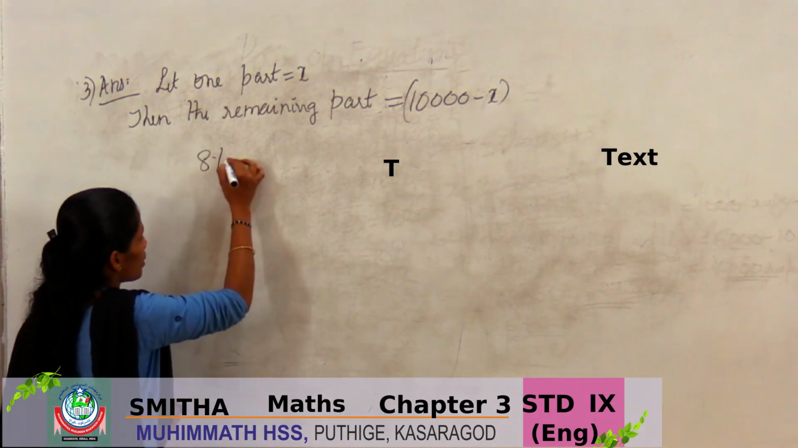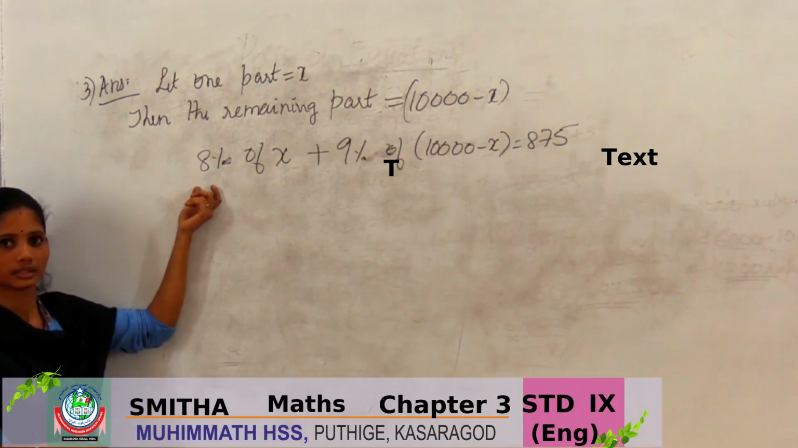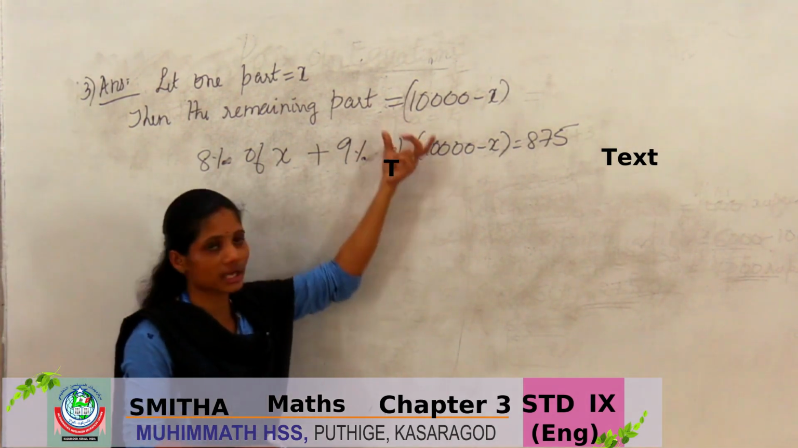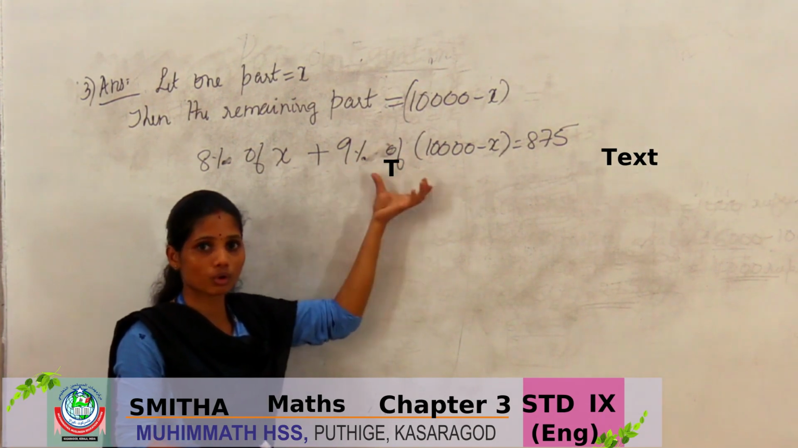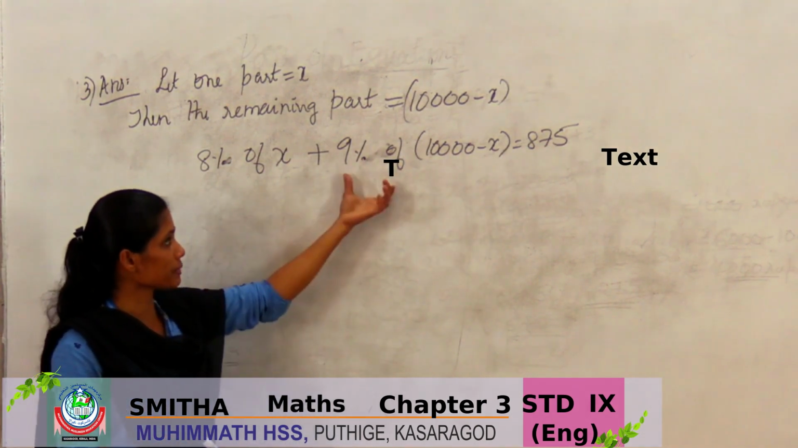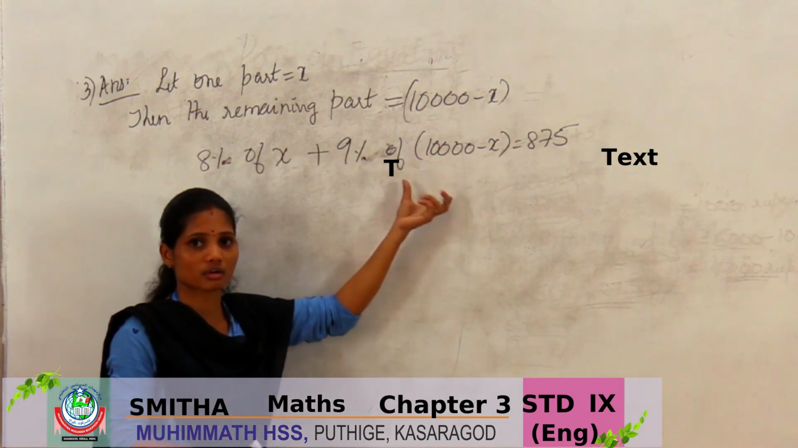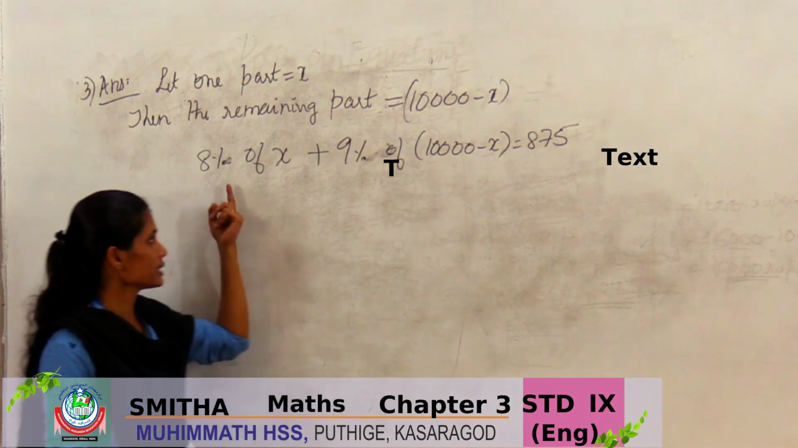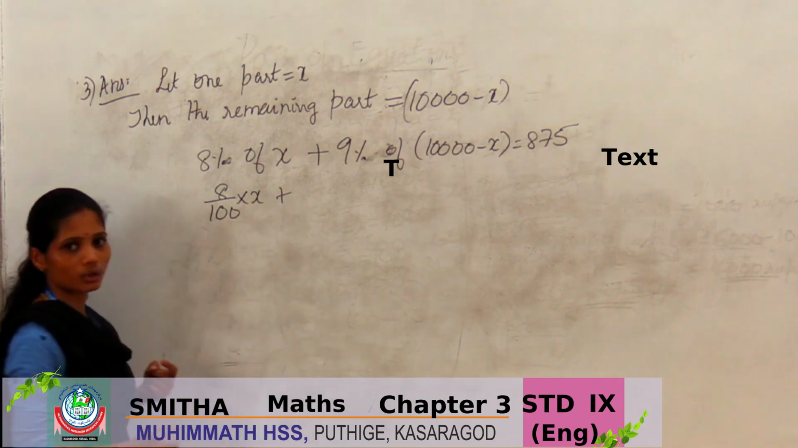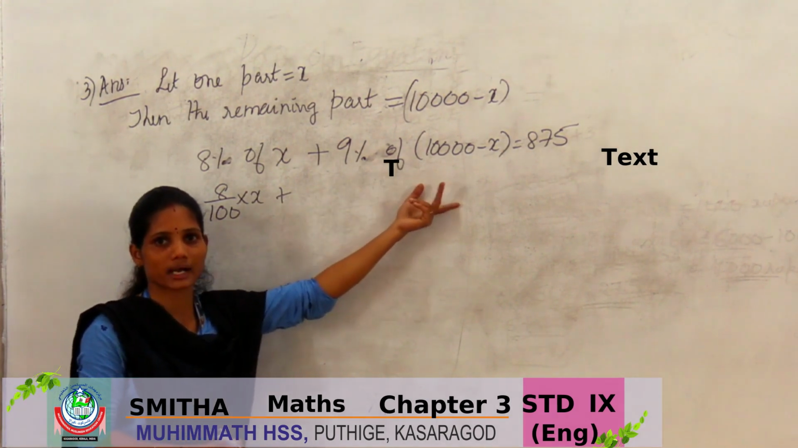Therefore, 8% of one part means 8% of x. This is the interest, plus 9% of the other part. The total interest from both is 875. One part is 8% of x and from the other part 9% of 10,000 minus x. Percentage means 8 by 100 into x, and 9% means 9 by 100 into 10,000 minus x.